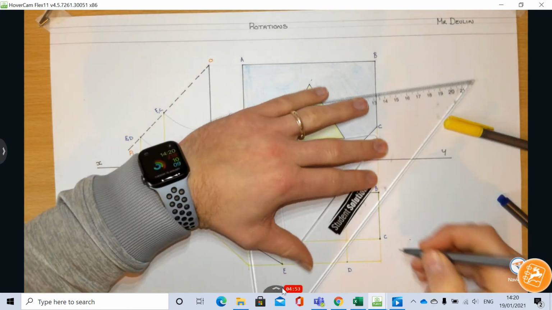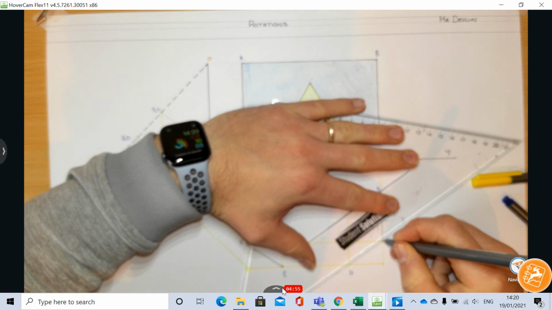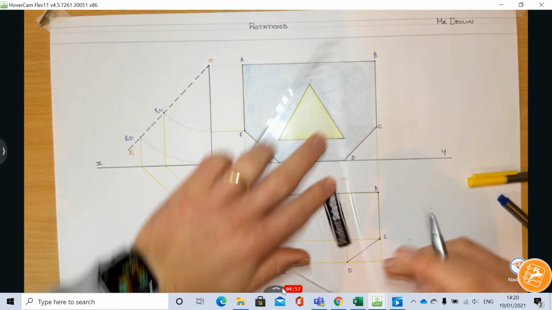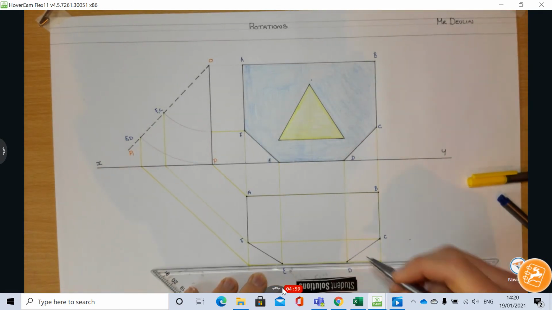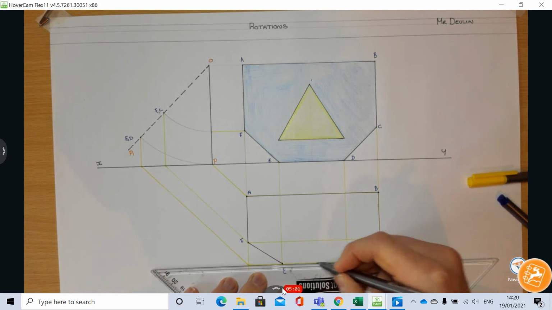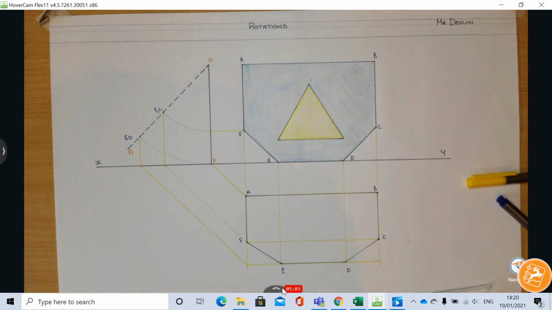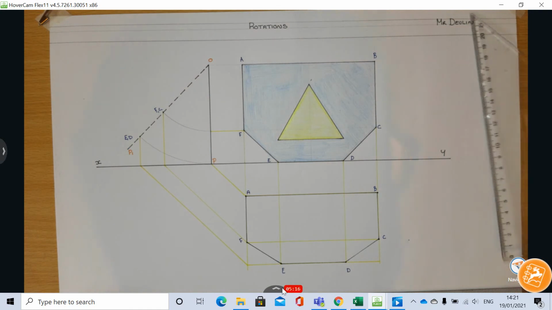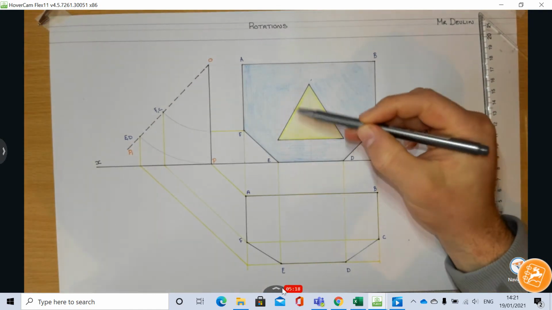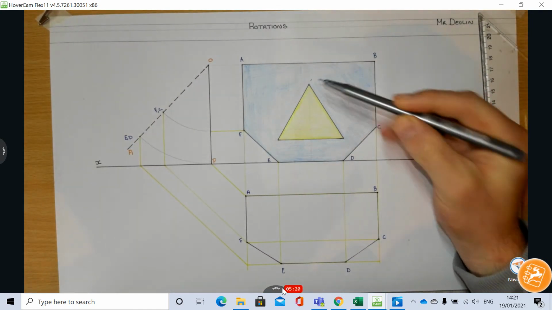So it just becomes like a game of join the dots once we have all our points. Okay, so now we have the new rotated view of the sign. Okay, we have the outline found. What we need to do now is step in and move the triangle, or the symbol that is presented in the middle, okay?